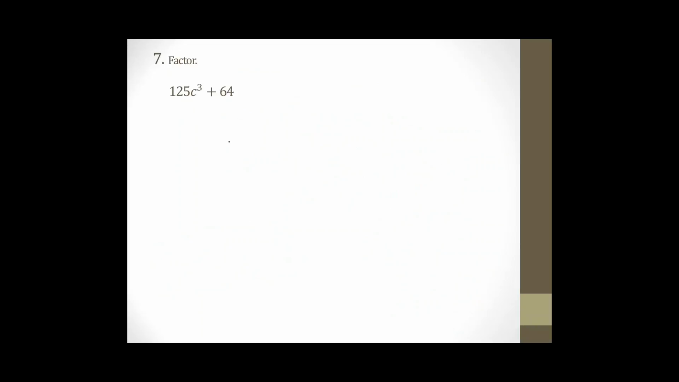Do we have squares, perfect squares, or perfect cubes? So in this case we have perfect cubes. So 125c to the third is a perfect cube, and then 64 is a perfect cube. So this looks like a cubed plus b cubed. And we factor that like this: a plus b times a squared minus ab plus b squared. So we need to identify what the a is and the b is.